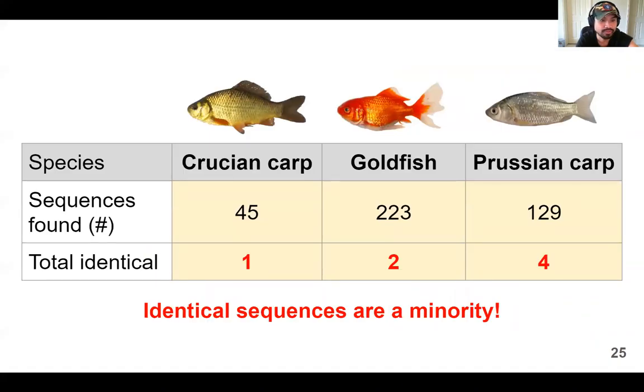So here we have the total number of sequences that we could find for each species versus the total number of identical sequences in those species groups that were identical with our query fish. And what we find is identical sequences were indeed a minority for all 3 species, for Prussian carp and goldfish, and even in Prussian carp.